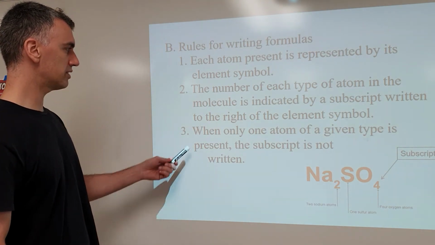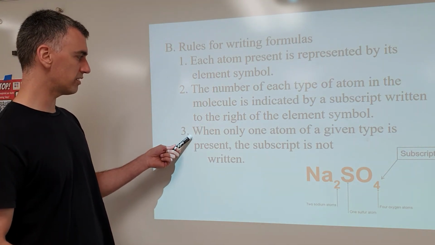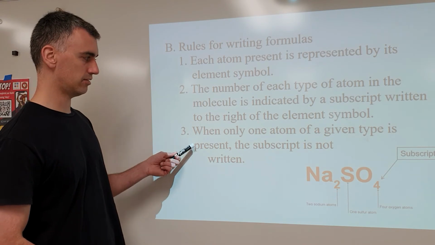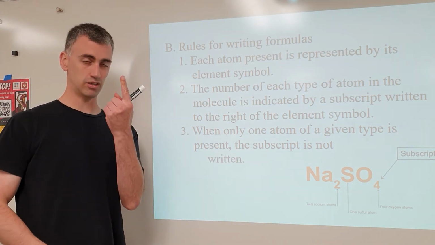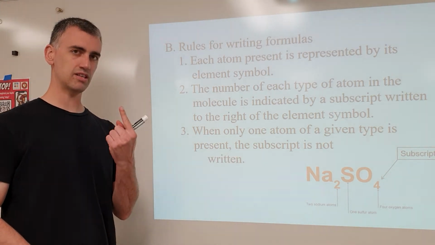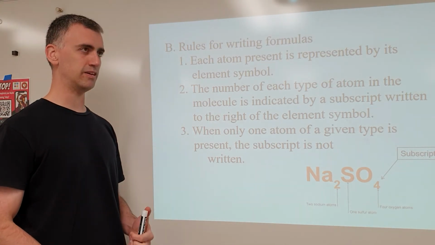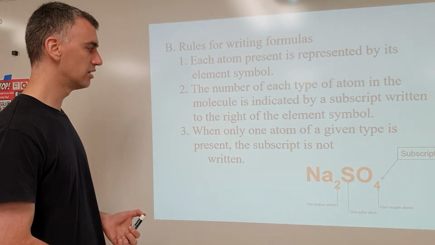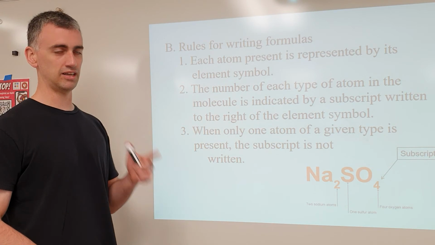Okay, when only one type of atom or only one atom of a given type is present, the subscript is not written. Like I just said, if there's one, don't write the number 1. The number 1 does not appear in chemical formulas anywhere unless it's part of like the number 10 or 11 or something like that. All right, so do not write the number 1 in a chemical formula.